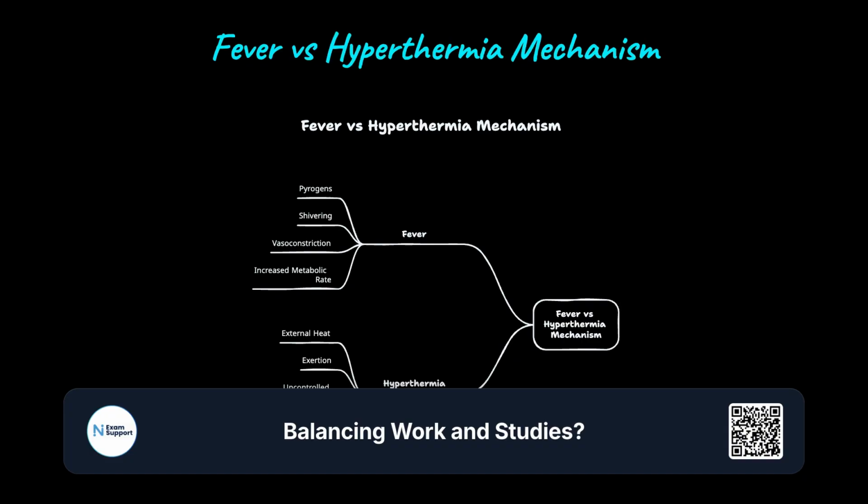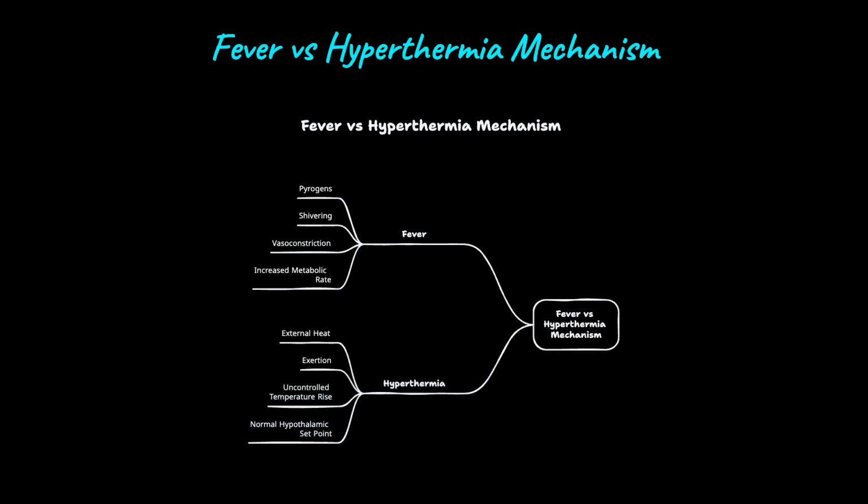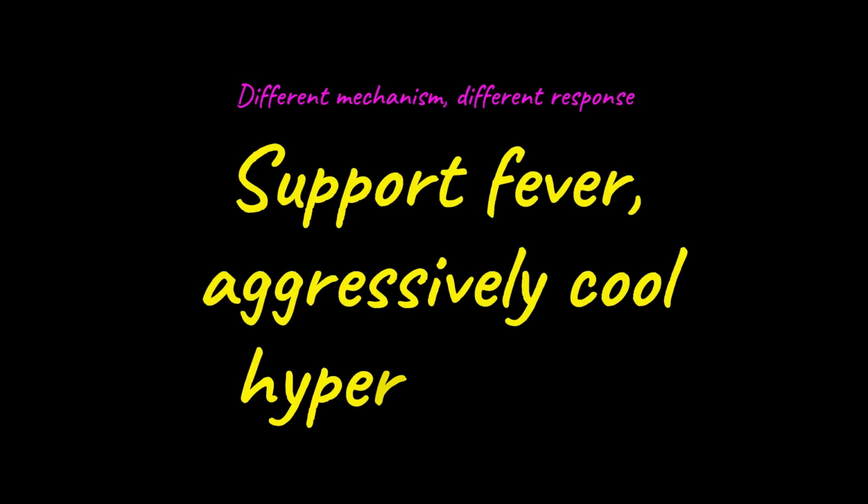In fever, the hypothalamus itself resets higher, driven by pyrogens. In hypothermia, the set point never changes. The body's cooling system simply fails under environmental heat or extreme exertion. Because fever is regulated, it's supported with fluids, comfort, and antipyretics. Because hypothermia is a regulatory failure, it demands aggressive cooling. Knowing which one you're facing changes everything about the nursing response.